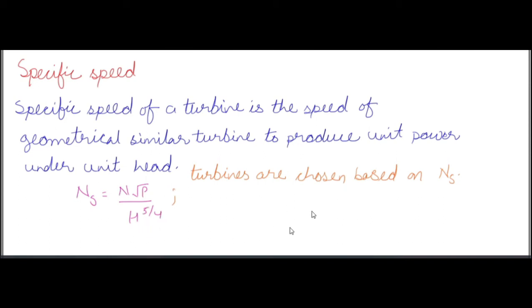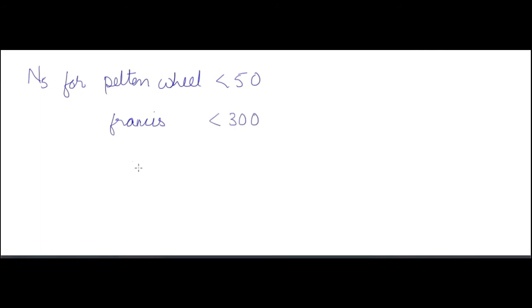Turbines are selected based on specific speed. Which type of turbine you will use or install at a particular location will depend on Ns. Whatever Ns value you get as per your power requirement, head available and rpm, you will decide which turbine to choose. Specific speed for Pelton wheel is less than 50, for Francis less than 300, and greater than 300 for Kaplan.